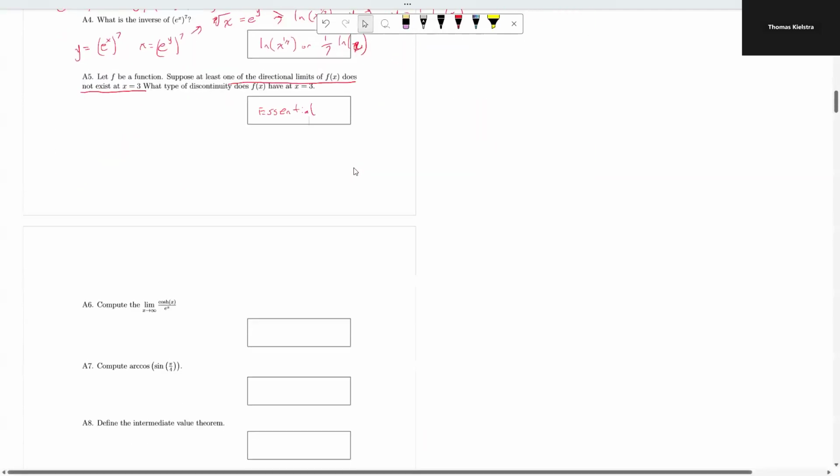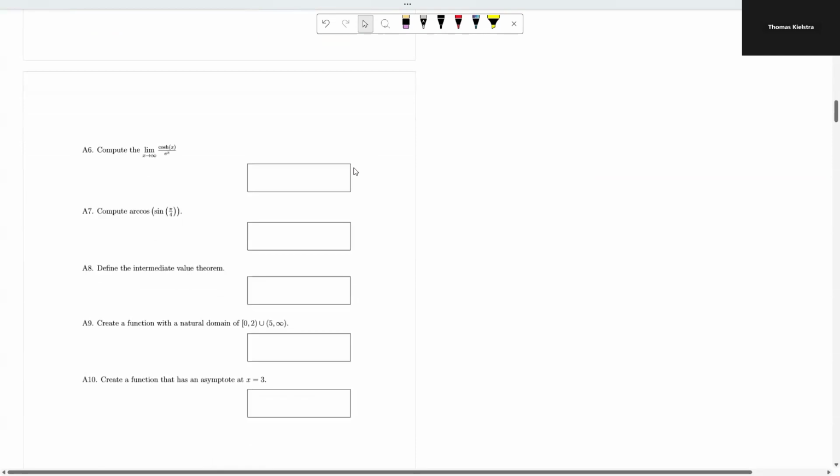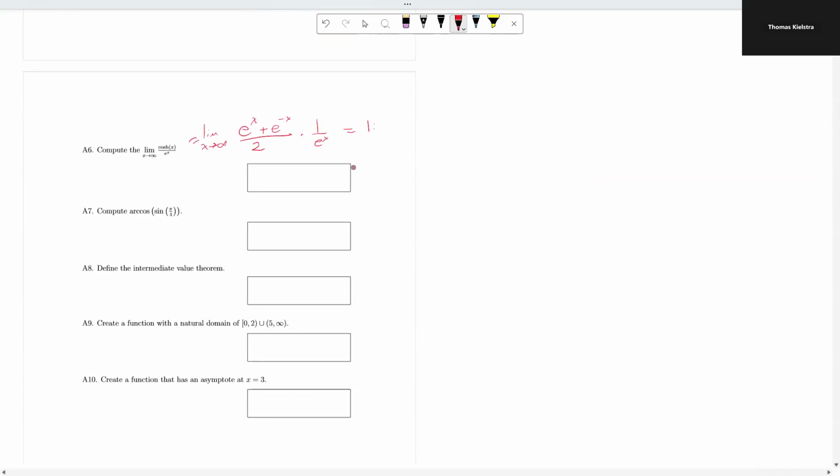Now we go to the second half of part A. Here we're taking the limit as x goes to infinity of cos of x over e to the x. So here, the first thing I'm going to do is write the limit as x goes to infinity of e to the x plus e to the minus x over 2 times 1 over e to the x. And I'm just going to simplify this first to figure out what is my function, what's going on here.